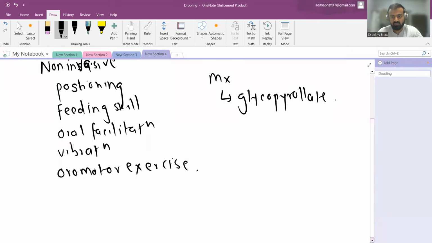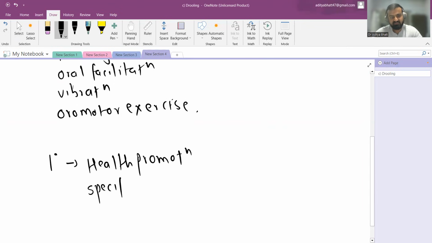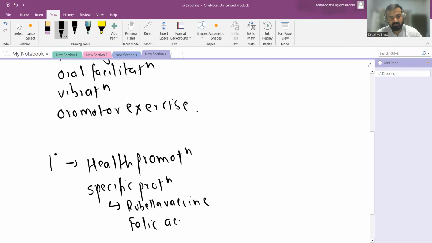So primary prevention, in which first is health promotion, in which we tell them that overall health you have to improve, malnutrition you improve, and second is specific protection. That is, you take the rubella vaccine so that you don't have TORCH. Then you have to take folic acid specifically to avoid neural tube defects. You do universal iodization. So let's write them down. Here, rubella vaccine, folic acid.